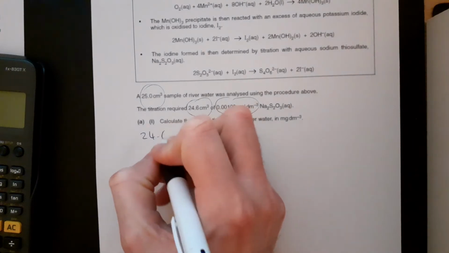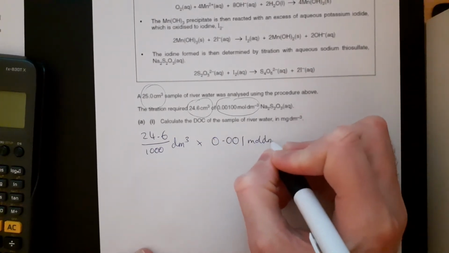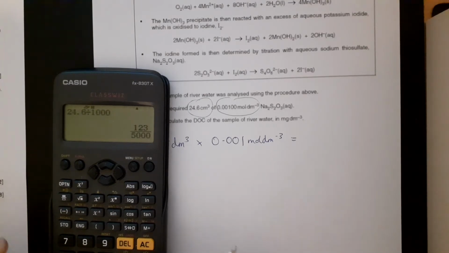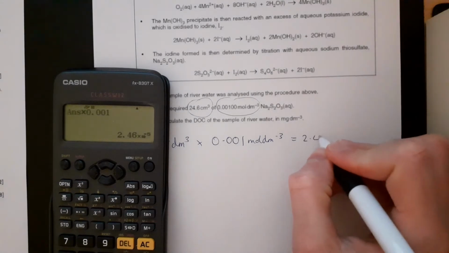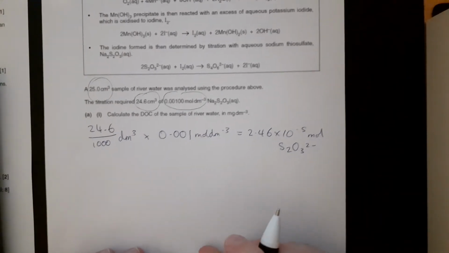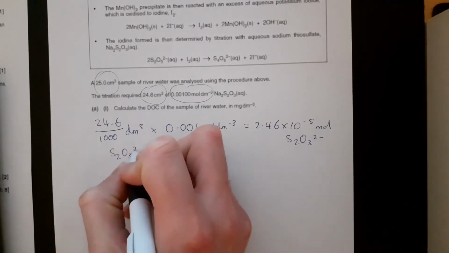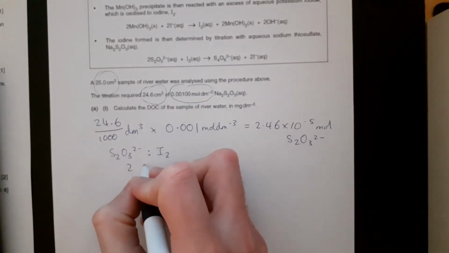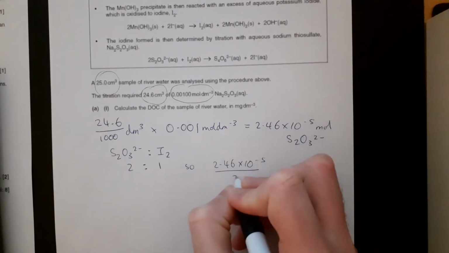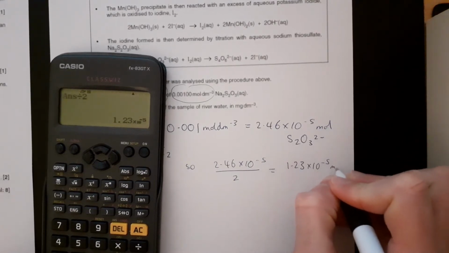So we're going to do our 24.6 over 1,000 into decimeters cubed, times this by 0.001. That's going to give us the moles of the thiosulfate. 24.6 divided by 1,000 times 0.001, and it's 2.46 times 10 to the minus 5 moles of the thiosulfate ions. Right, then we want to do the ratio. So we want to go from the thiosulfate to the iodine. The ratio of thiosulfate to iodine is 2 to 1. So therefore we've got this many moles divided by 2. So just divide that by 2. 1.23 times 10 to the minus 5 moles of the iodine.